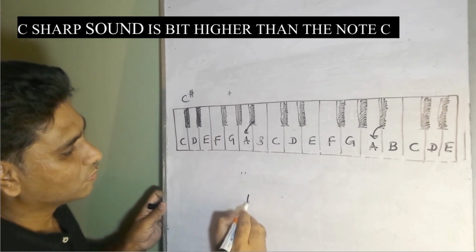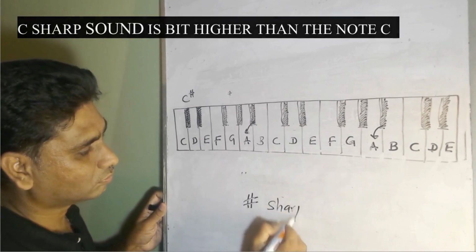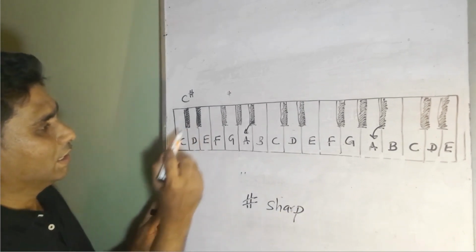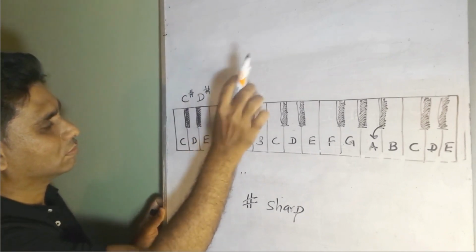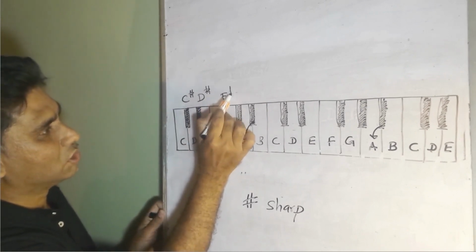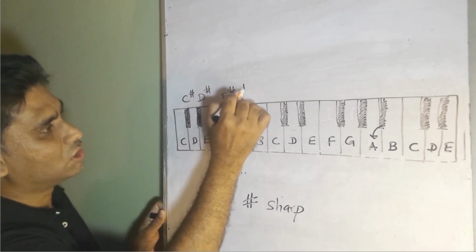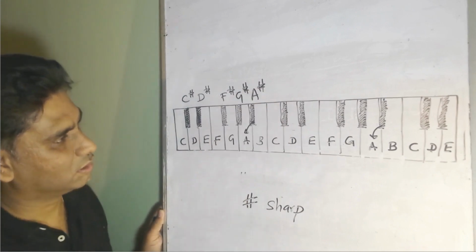The sharp symbol is drawn like this. And what about the second black key note? This is called D sharp. And this key is called F sharp. This one is called G sharp and this is A sharp.